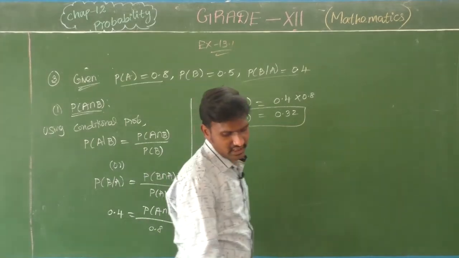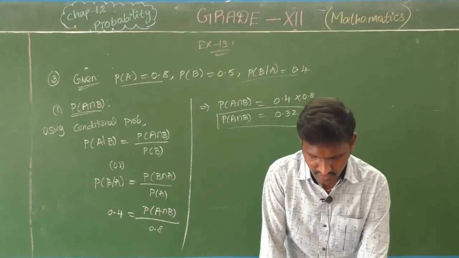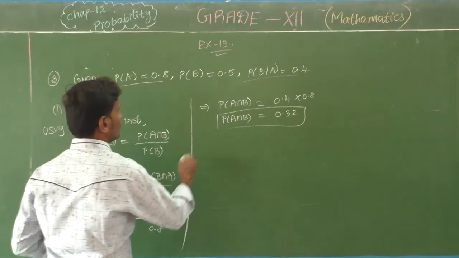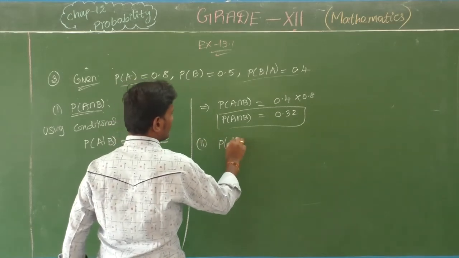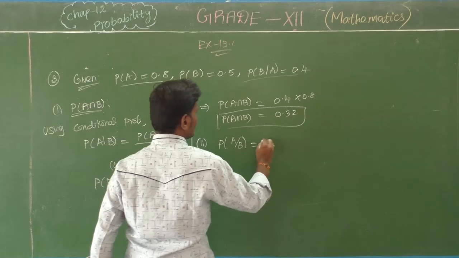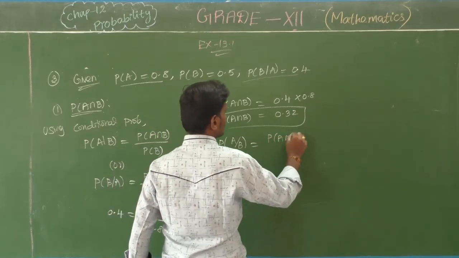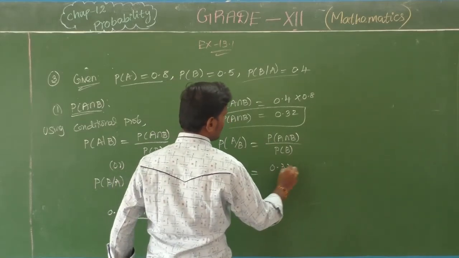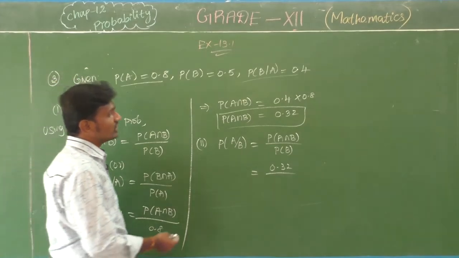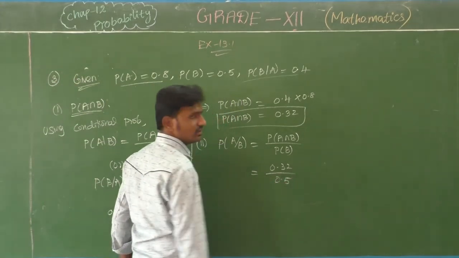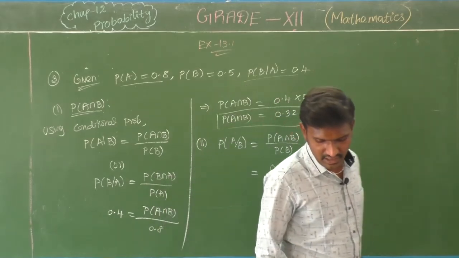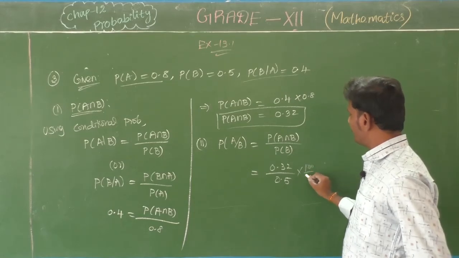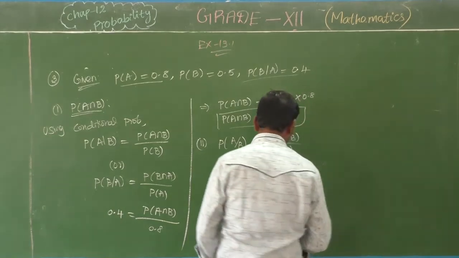Now the next question asks to find the value of P of A by B. So take this formula: P of A by B which is equal to P of A intersection B by P of B. P of A intersection B we have found is 0.32, by P of B, which is 0.5. So we just need to divide these two. How to divide? Multiply with 100 by 100, to get 32 by 50.